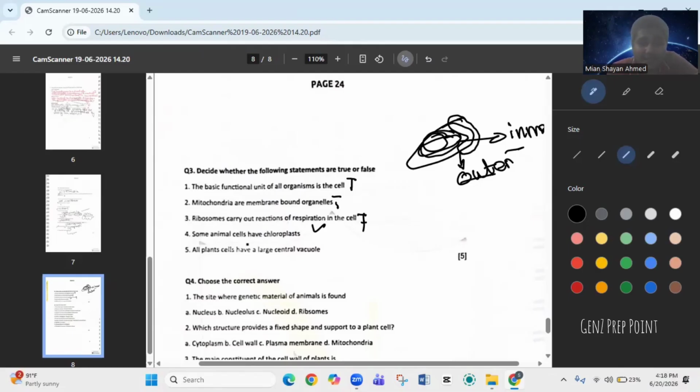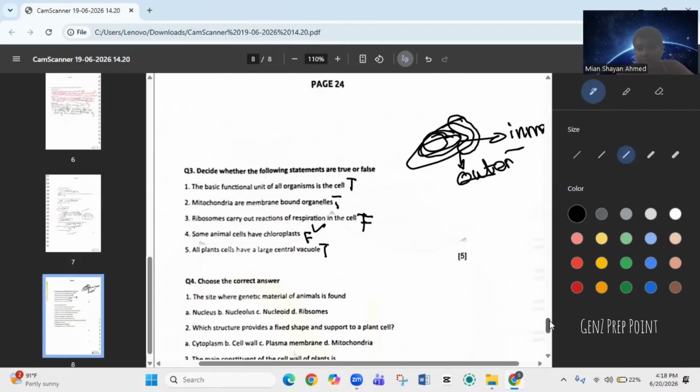If we further see, some animal cells have chloroplast. Are we of green color? No. Why? Because we don't have chlorophyll and chloroplast. So this is also false. We don't have chloroplast in any of our cells. All plant cells have a large central vacuole. This is the whole definition that I have been saying today. So this is true. All plant cells have a large centralized vacuole like the root cell.